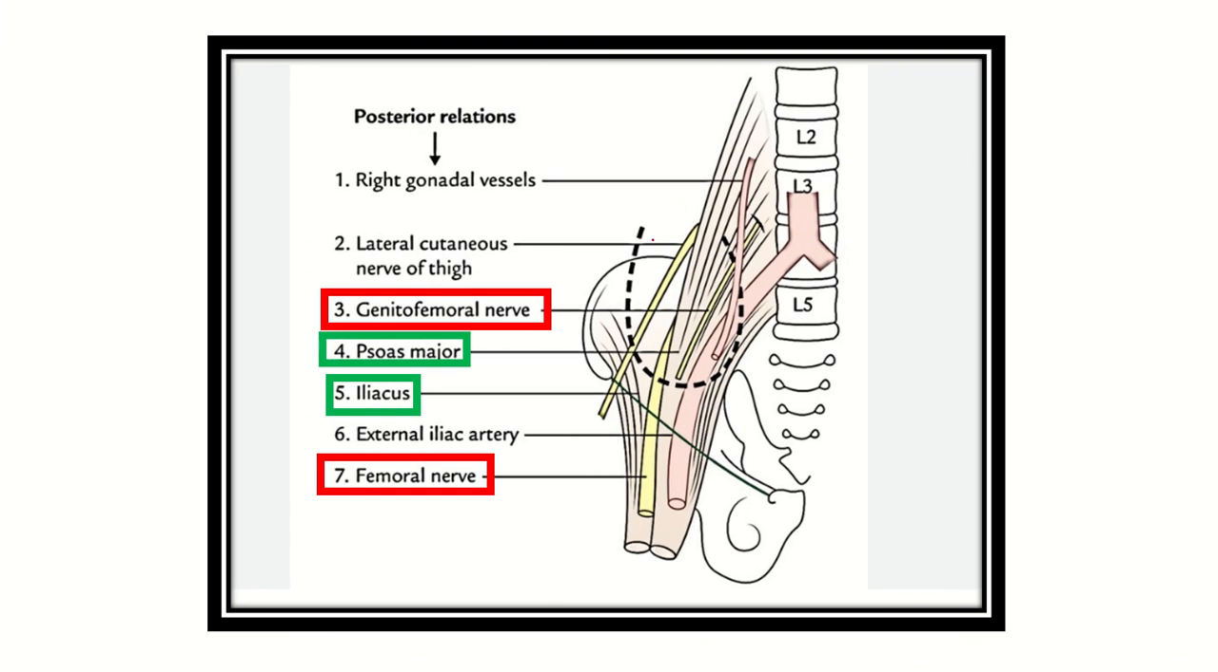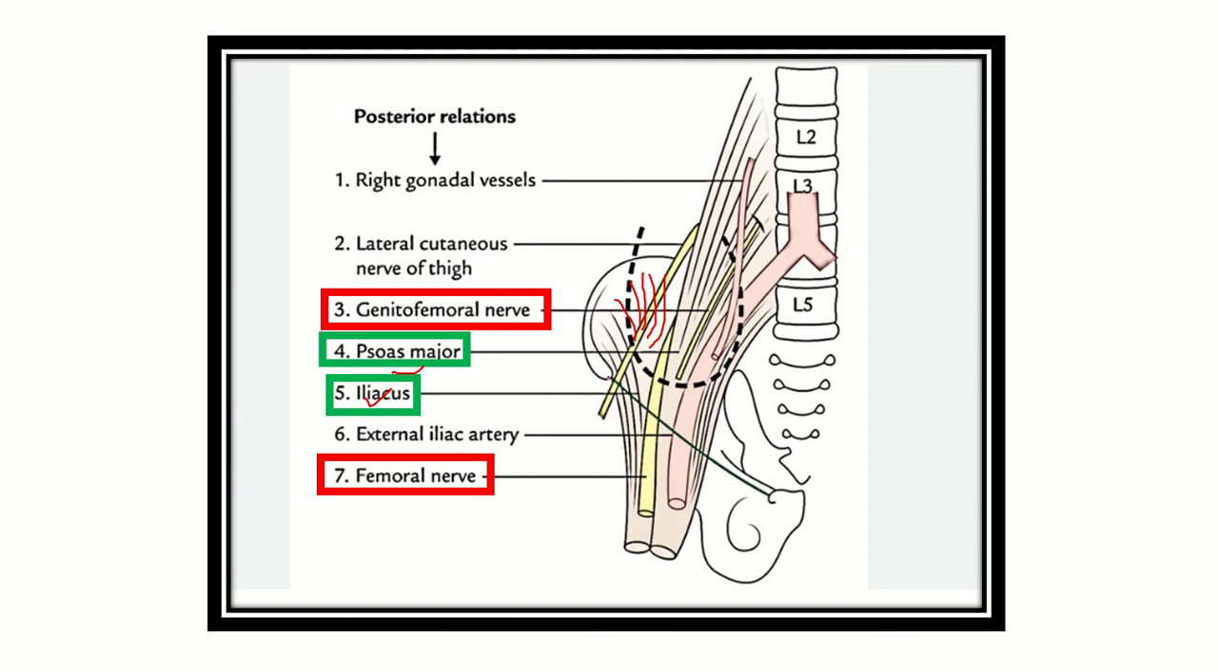In this picture, we can see the dotted boundary of the cecum. Here we can see the important posterior relations of the cecum. This is the psoas major muscle, and here the iliacus muscle. The iliacus muscle is also present in this area, because it arises from the iliac fossa. From here also the iliacus muscle arises, and this dotted line is the boundary of the cecum. So these two important muscles are psoas major and iliacus.